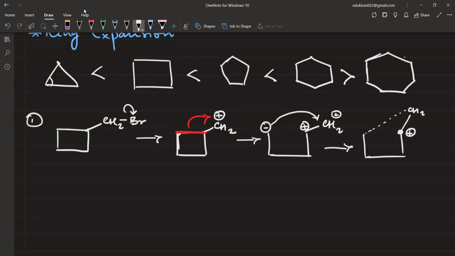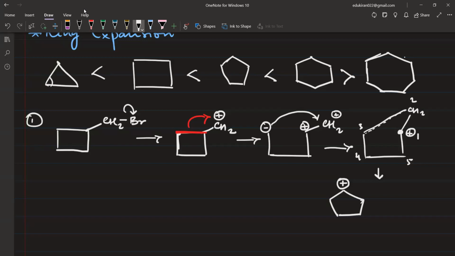Now you can see that if I take this as a bond, we have how many carbon atoms? Starting from this positive charge, 1, 2, 3, 4, and 5. So I can draw the structure as 5 carbon atoms, and one of the carbon atoms is going to have a positive charge like this.